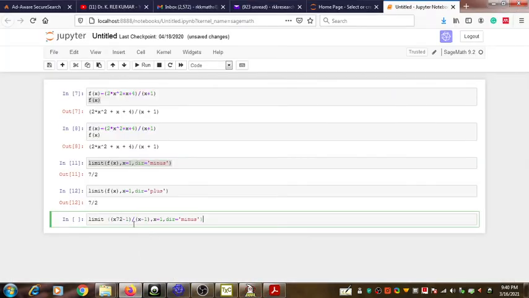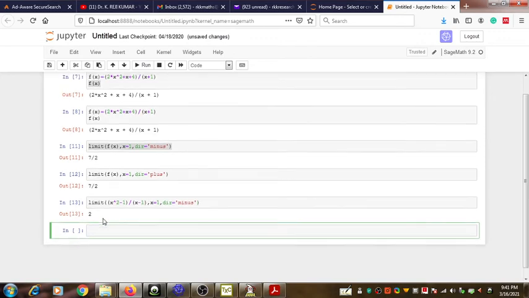In the input cell you have to type that function: limit of x square. If you use the copy-paste method, some errors may occur, some characters may not appear properly. X square minus 1, the whole divided by x minus 1, and then x equal to 1, direction minus. Let's take that limit and get the answer.